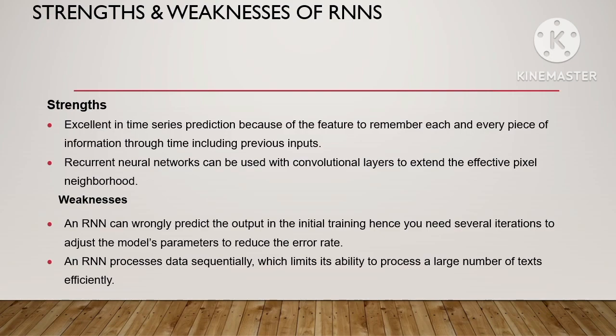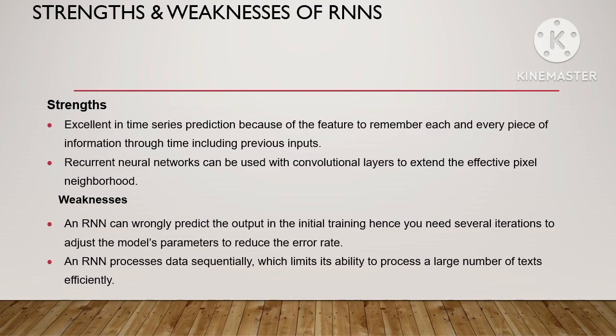Recurrent neural networks can be used with convolutional layers to extend the effective cell neighborhood. So remember the convolutional neural networks. In those convolutional layers, you can apply these recurrent neural networks. This feature of remembering can extend the effective pixel neighborhood.